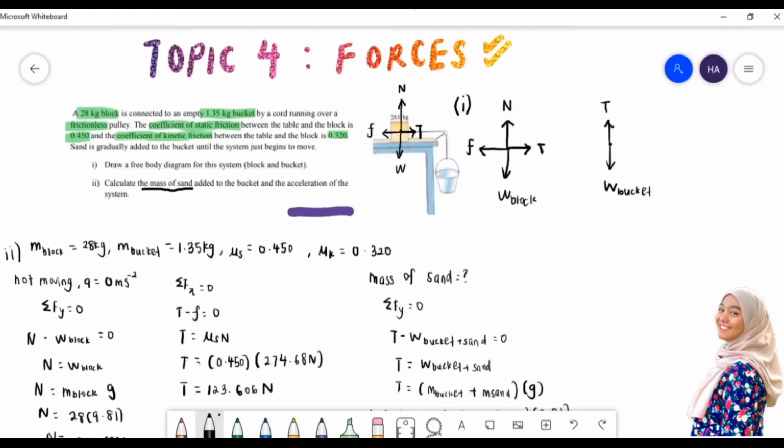And then here we have the y-axis only, because there is nothing on the x-axis. So here we have tension and also W for the bucket. Okay. So this is the drawing for the first question, draw the free body diagram. So this is the free body diagram for the block and this is the free body diagram for the bucket. So we state this is for block and this is for bucket.